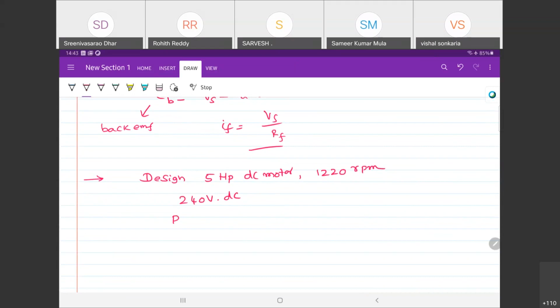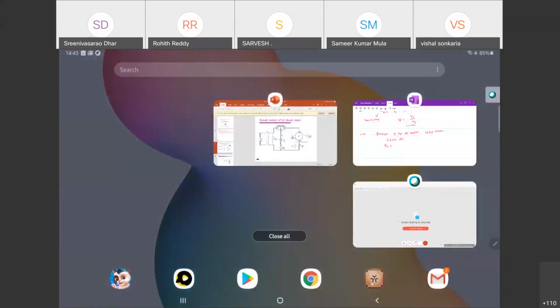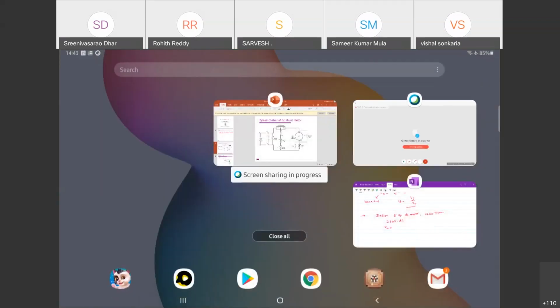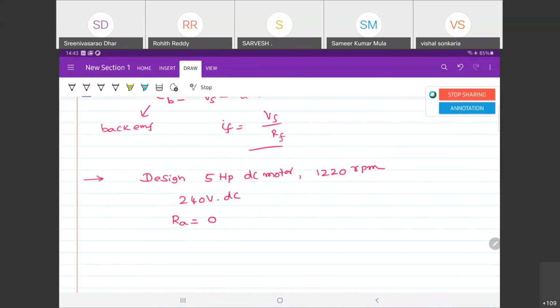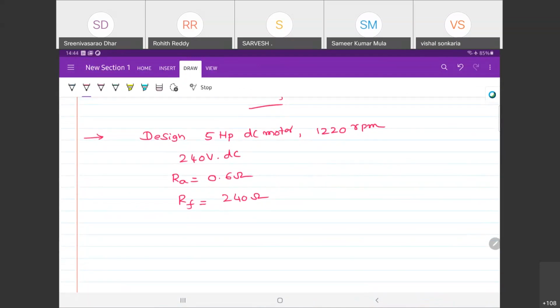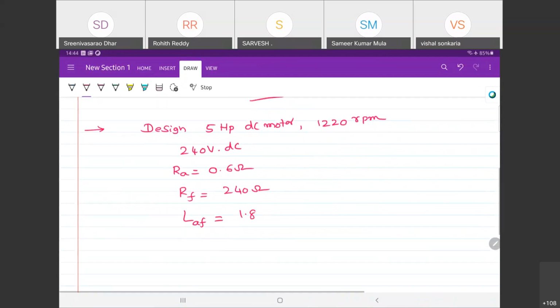I also assume the armature resistance is 0.6 ohm, right? Armature resistance is 0.6 ohm, and field winding resistance, that is RF, is 240 ohm, right? I also assumed LAF, that is 1.8, right? You know what is LAF?